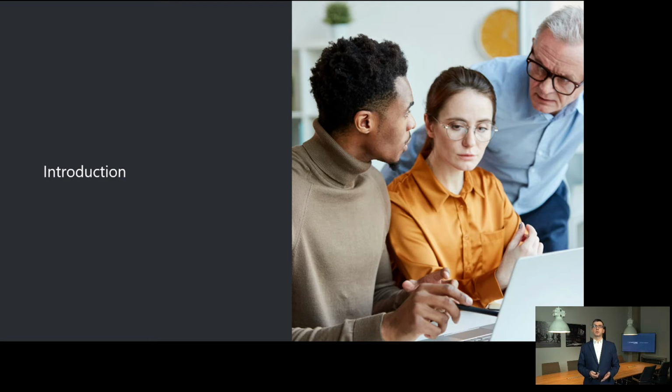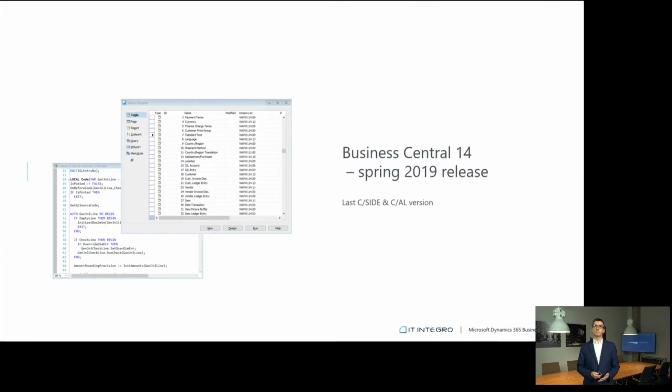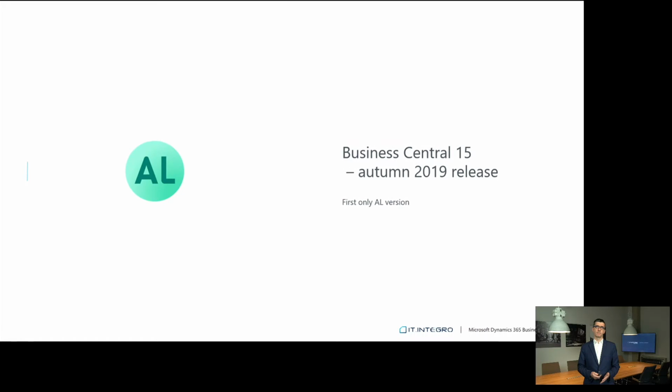Let me start with a brief introduction. I would like to explain at which point of technological development of the Business Central system we are now. The Spring 2019 version was the last one based on the C side and the last one written in C/AL language. Starting from Business Central Autumn 2019 release, the application is entirely written in AL language. Thus, Business Central 15 was also the first version without the C-side environment.